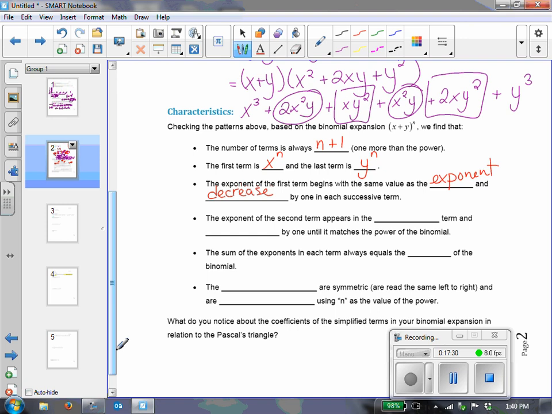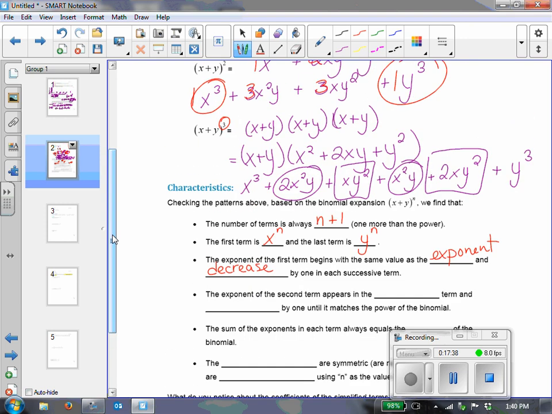The exponent of the second variable: where's the first time we see y? What term do we see y in? We see it in the second term. And what happens? It increases by 1.